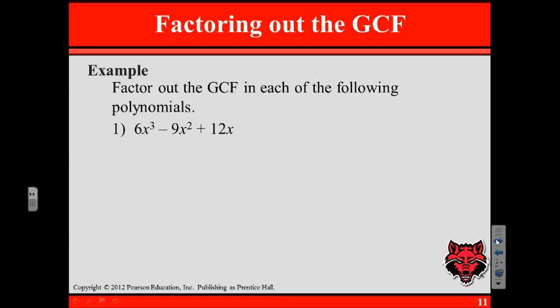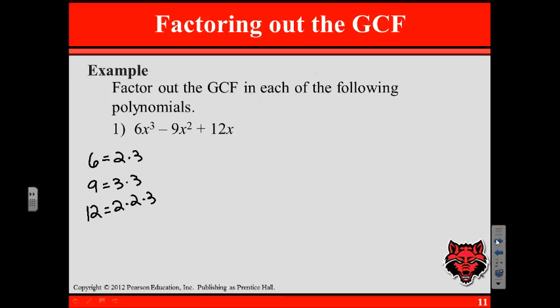So let's factor out the GCF in the following polynomial: 6x cubed minus 9x squared plus 12x. First, we just ignore the plus and minus signs that attach the terms, and we find the GCF of 6x cubed, 9x squared, and 12x. So to start, I write the prime factorizations of my coefficients. 6 is 2 times 3, 9 is 3 times 3, and 12 is 2 times 2 times 3.